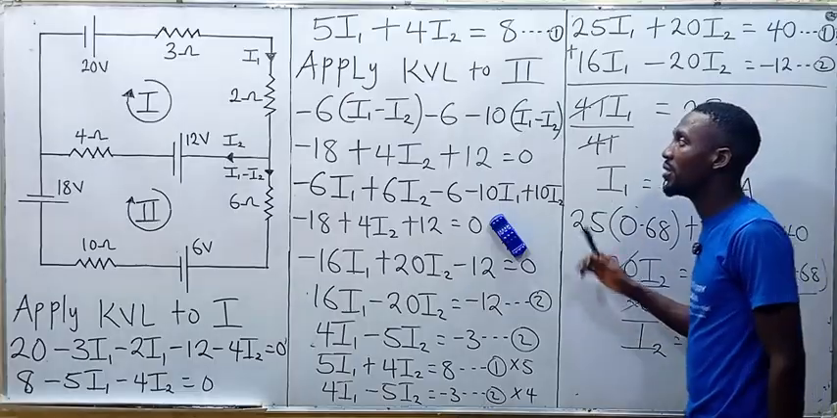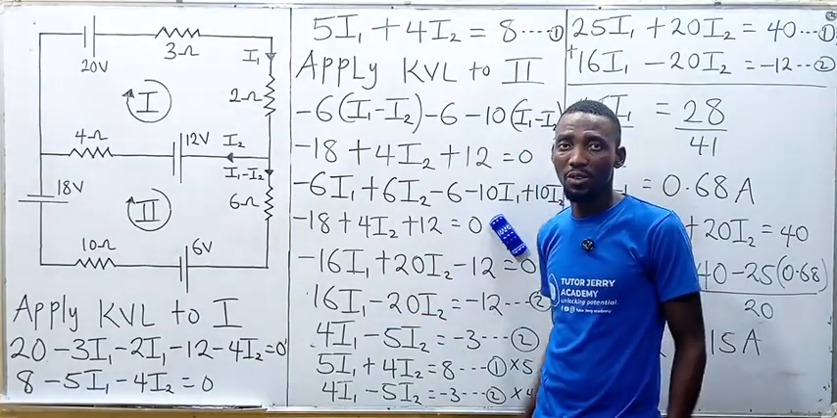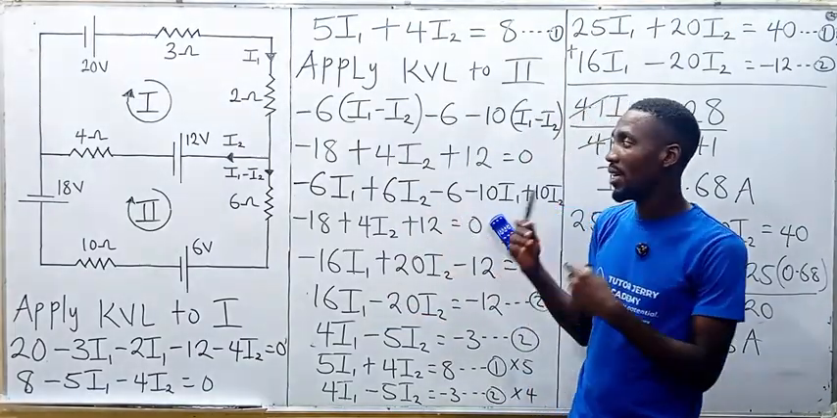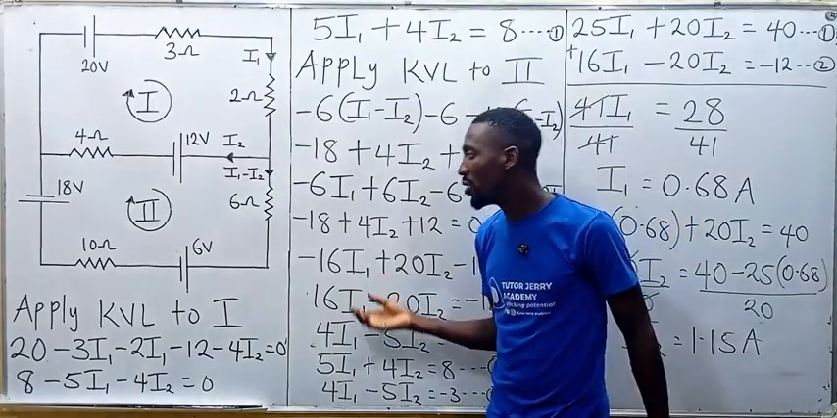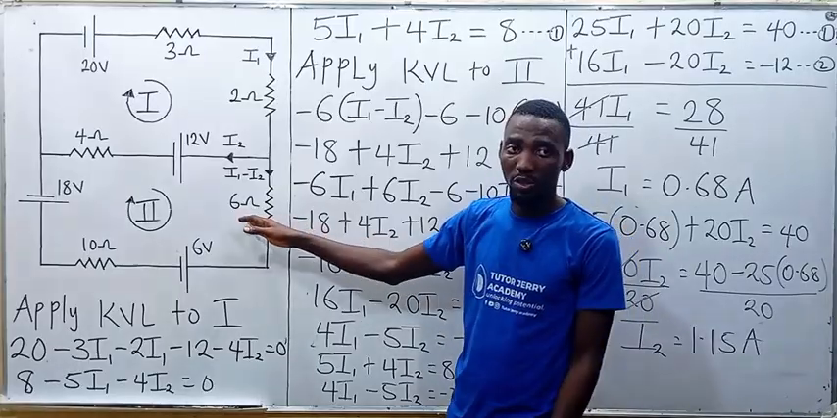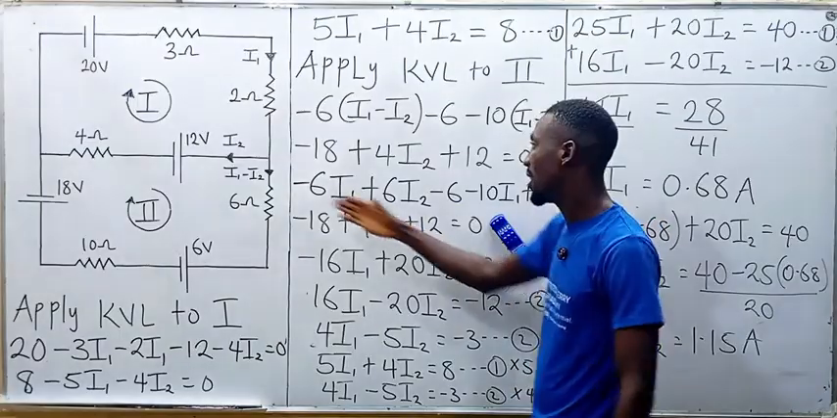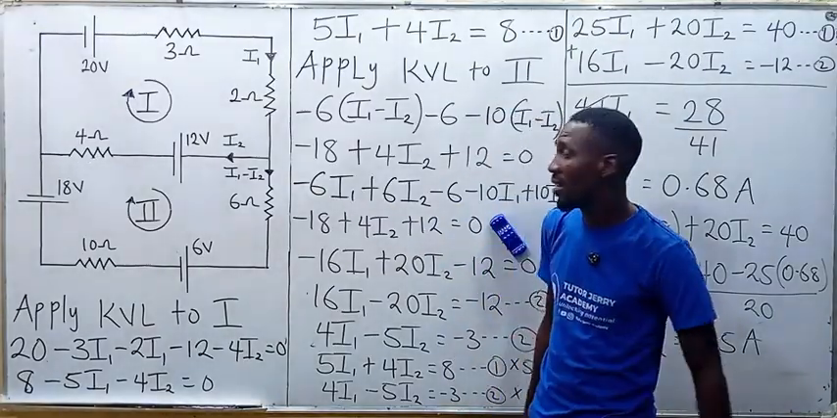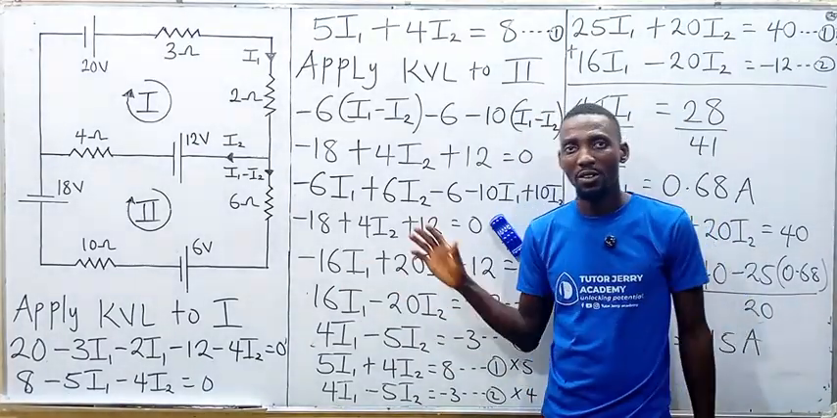All right, so the value of I1 is 0.68, while the value of I2 is 1.15. So this is how to apply the Kirchhoff theorems to solve the above question. And mind you, if you are asked to calculate the current that is flowing through 6 ohms, it's going to be I1 minus I2. You just need to subtract and get your answer. So this is how to go about the question.